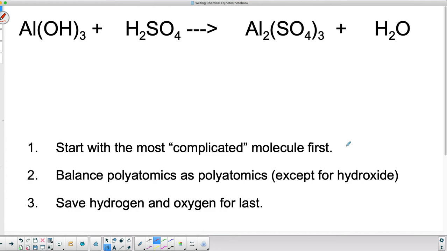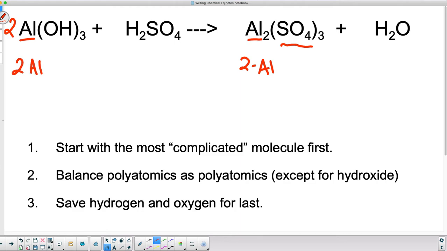If I were to choose the most complicated molecule out of the 4 molecules that are here, I would probably choose this one here because I see more subscripts and I have parentheses and a polyatomic ion. So I would probably choose that one. Now this one has 2 aluminum. How do I get 2 aluminum on the left-hand side where I have aluminum in a compound? I would probably put a 2 in front there, so now I have 2 aluminum.